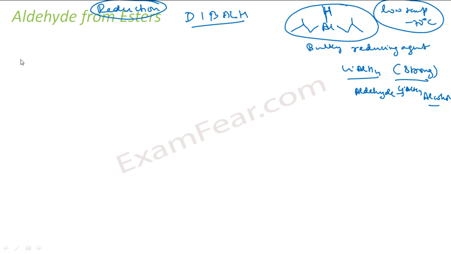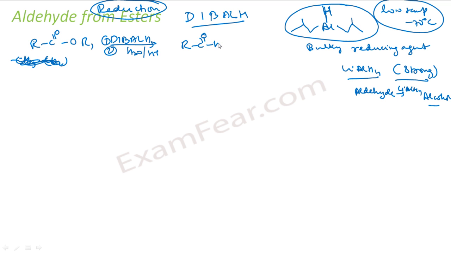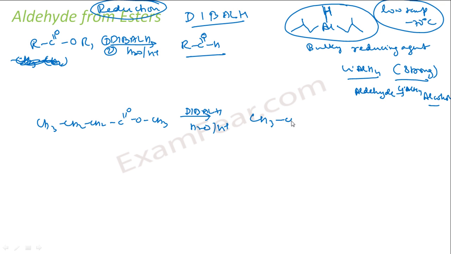So I have, let's suppose, an ester. Let me take a general equation now. This is my ester, and then I again use diisobutyl aluminum hydride first, and then do hydrolysis in acidic medium. What I get is RCHO. This is what I'll get. So for example, I have, let's suppose, CH3CH2CH2COOCH3. In this case, I use DIBALH and then H2O in the presence of H plus, and I get CH3CH2CH2CHO. This is what I'll get. This is my aldehyde.